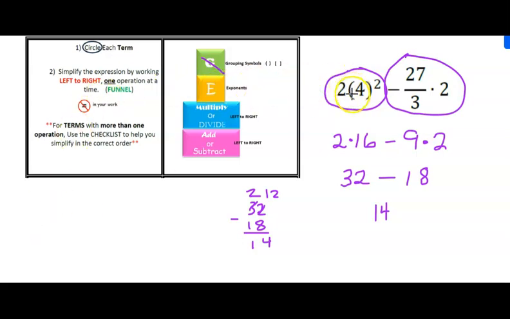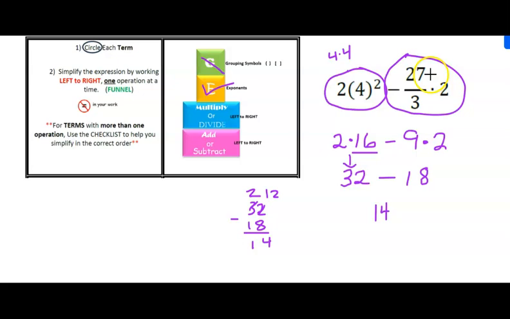So we're going to look here. I have multiplication and I have an exponent. I'm going to take care of the exponent first. 4 squared. 4 squared is not 8. Remember, 4 times 4 is 16. So it's 16. 2 times 16 is 32. All right, so I've got that term whittled down to 32. So now I know what I'm going to take away from.